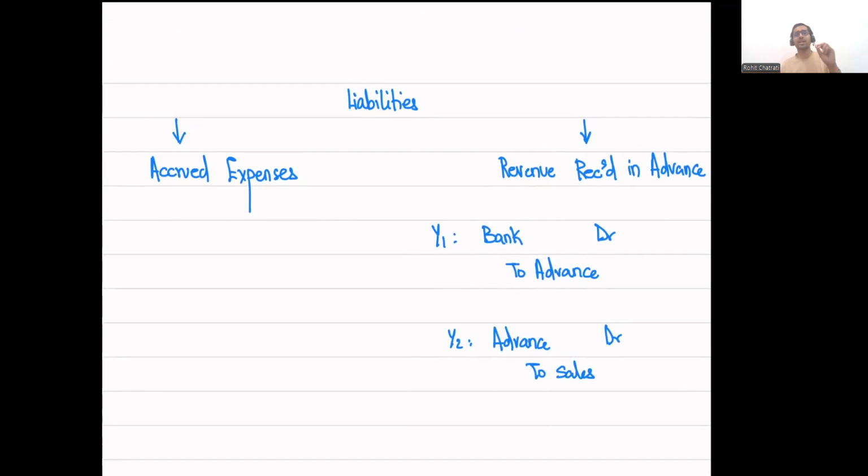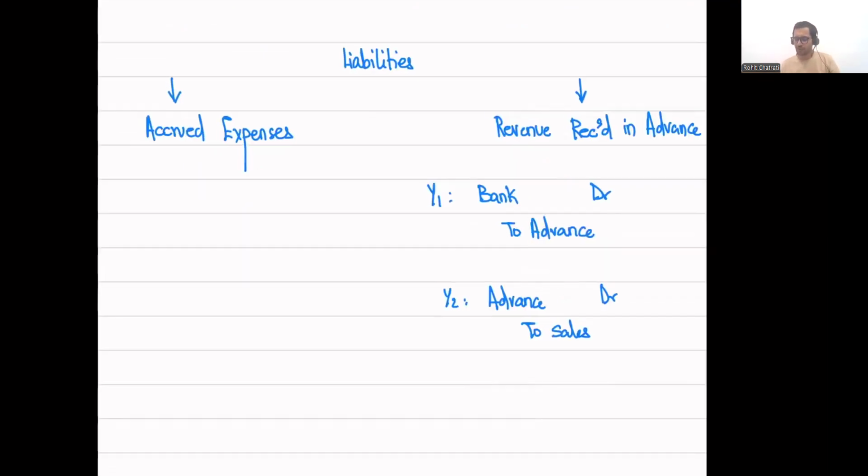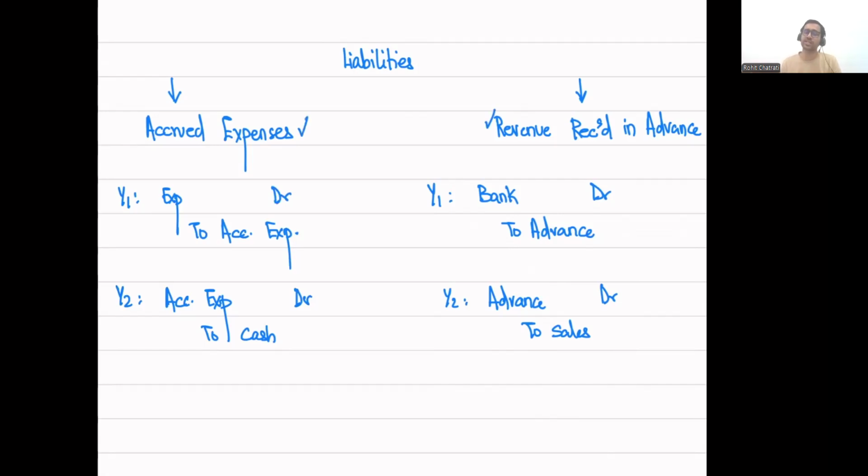So liability can be of two types: accrued expenses or revenue received in advance. For accrued expenses, the journal is expense debit and accrued expenses credit. In year two, the accrued expenses are paid off, so you will debit accrued expenses and credit cash of whatever the value is. These are the journal entries. Liability could be of two types: accrued expenses and revenue received in advance.